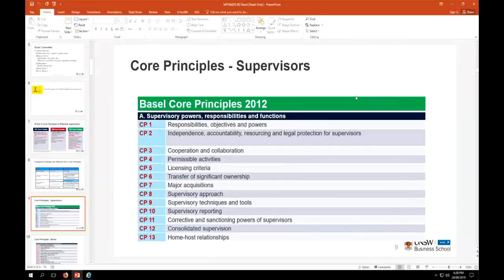So, what are the principles? As I said, there are 29 of them, and they're split into 2 categories. The first category is really about the supervisors. So it's all about the system and the supervisors themselves. Principle 1 talks about how you need to define the responsibilities of supervisors. Principle 2 talks about how supervisors have to be independent.